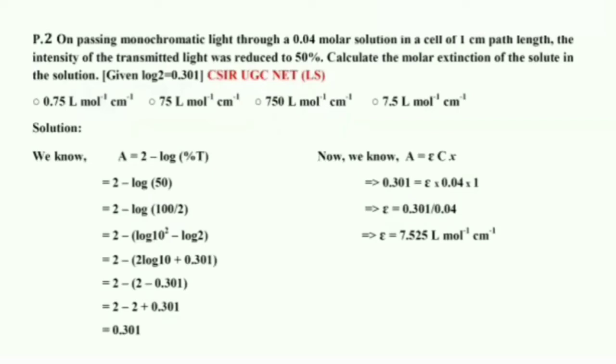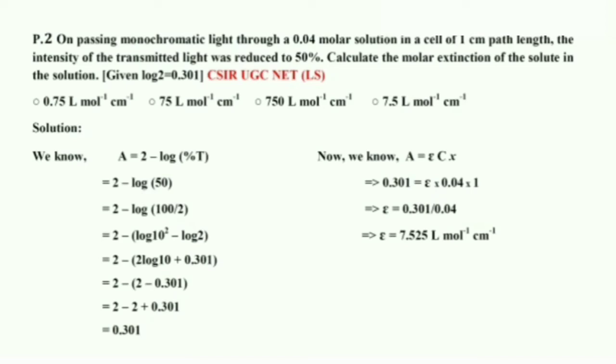Now here is another problem which was set in the CSIR UGC NET examination. The problem is: on passing monochromatic light through a 0.04 molar solution in a cell of 1 centimeter path length, the intensity of the transmitted light was reduced to 50%. Calculate the molar extinction coefficient of the solute in the solution, given the value of log 2 equal to 0.301. The options are 0.75 liter mole inverse centimeter inverse, 75 liter mole inverse centimeter inverse, 750 liter mole inverse centimeter inverse, and 7.5 liter mole inverse centimeter inverse. Now let us solve this problem.